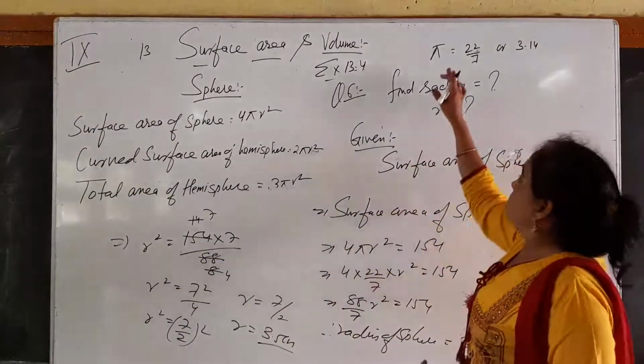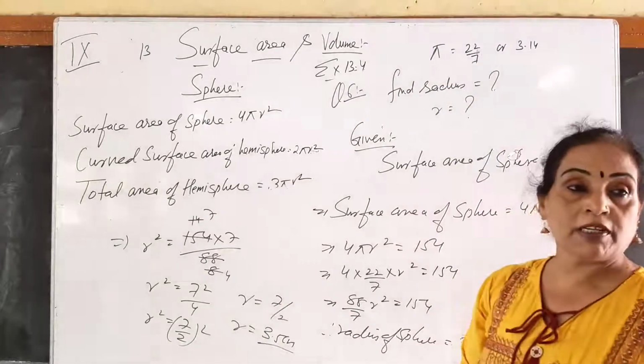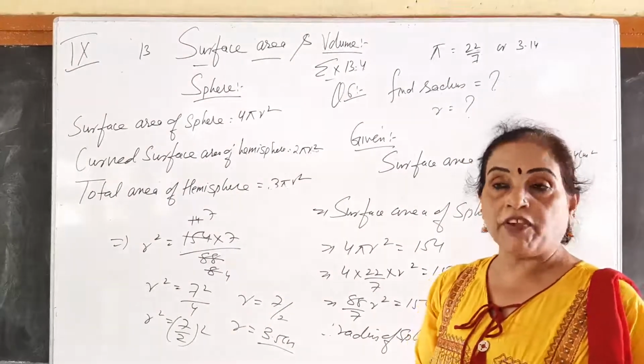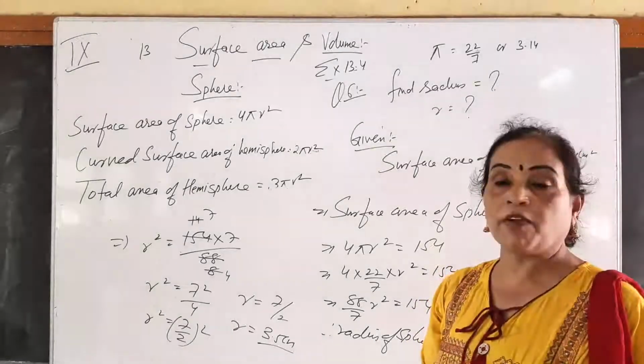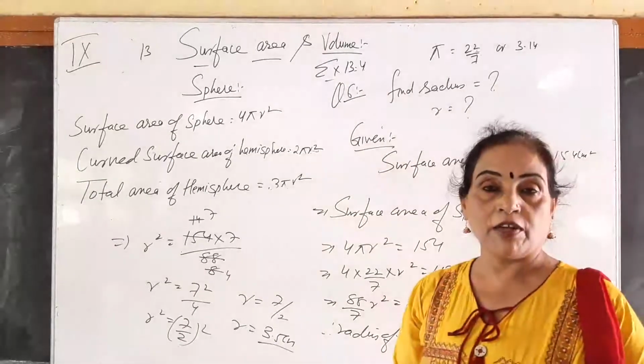Here we have to use the value of pi 22/7 or 3.14. When it is not given, you can use 22/7. But if it is given, you have to use 3.14. So learn by heart the formulas and do the questions in your fair copy. Thank you.